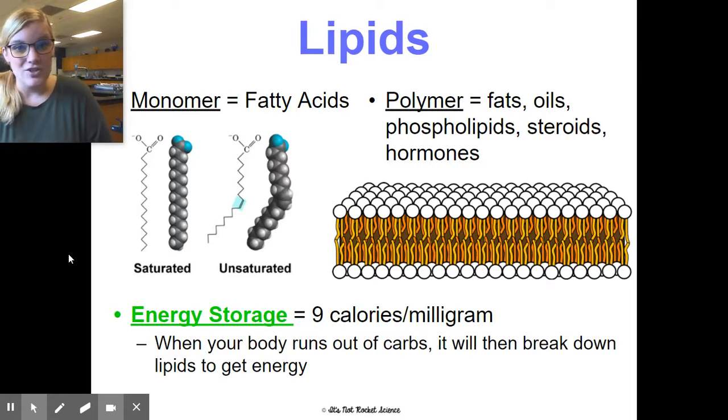Then for our energy storage of lipids, lipids actually carry 9 calories per milligram, which is awesome. That means that these fats and oils are giving you a ton of energy. But remember, it's harder for our body to access. So when your body uses lipids, it's because it's run out of carbs. It's going to go to carbs first and then lipids to make sure it's breaking down the right energy and using itself well.